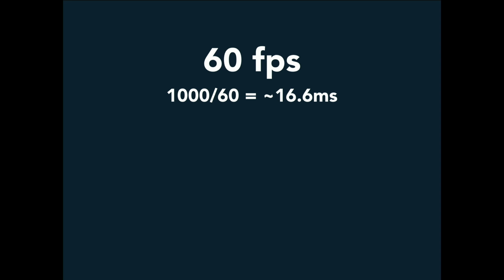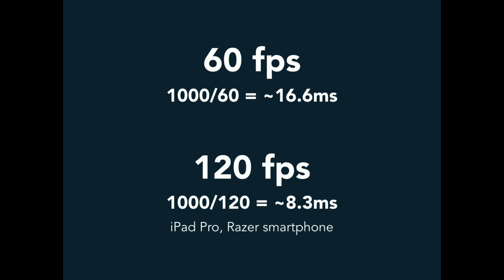This means that if we divide 1 second, which is 1000 milliseconds, by 60, we get roughly 16 milliseconds for each frame. This is how fast the browser needs to create one frame. But actually, there are some devices rolling out to the market that have a higher refresh rate of 120 frames per second. These are namely the new iPads Pro and Razer gaming smartphones. This means that we have half the time we used to have before. And to be honest, we were already struggling to hit the 16 millisecond time with our animations, for example.